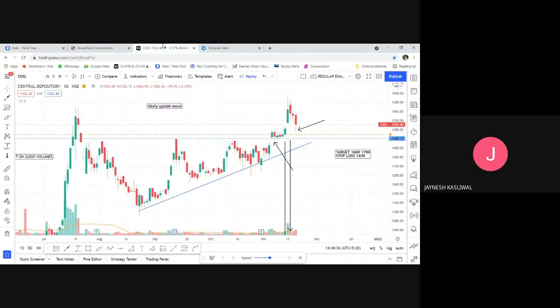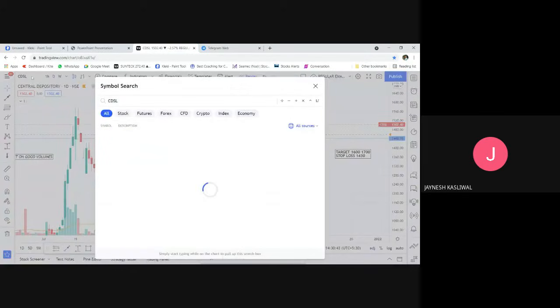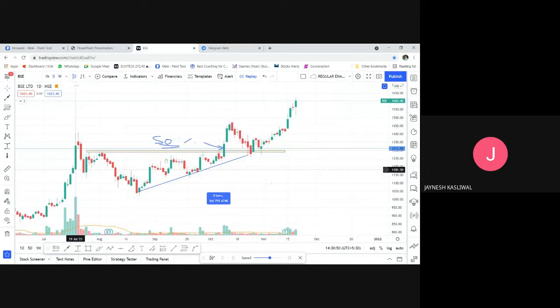Okay, so this is an example of a breakout happening, a retest happening, and adding further quantity here. Now, ideally, what are the ideal stop loss and target rules that we will look for in such a scenario in any kind of stock.